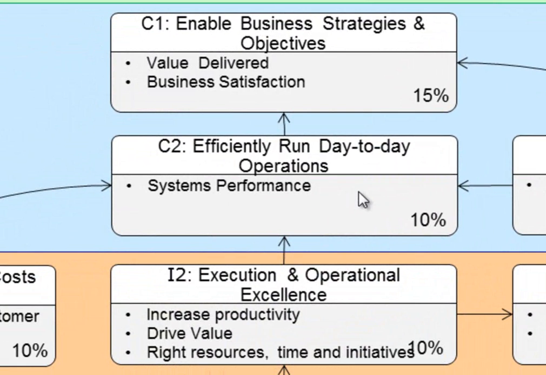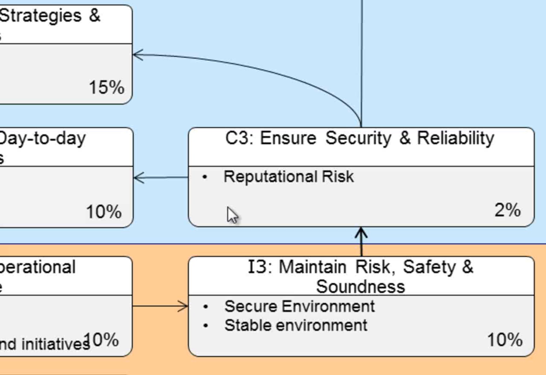On efficiency run day-to-day operations, we're looking at systems performance. And again, we've got a formula for the performance that we've decided to use. Ensuring security and reliability, we'll be using the reputational risk from the risk register.